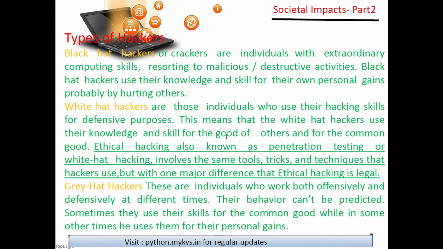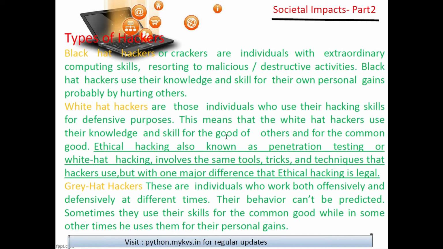So now hackers are there, black hat hackers are also there. These are also known as crackers. They are individuals with extraordinary computing skills, resorting to malicious, destructive activities. Black hat hackers use their knowledge and skill for their own personal gains, probably by hurting others. Okay, so they are actually behind stealing the money, copying the credit card details, ATM card details, debit card details. Every piece of information they are just taking out, and they are causing harm to the consumer.